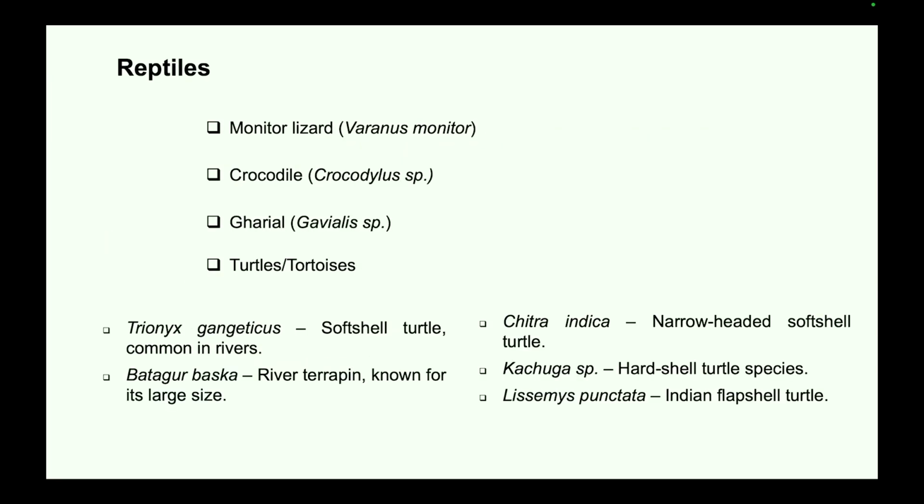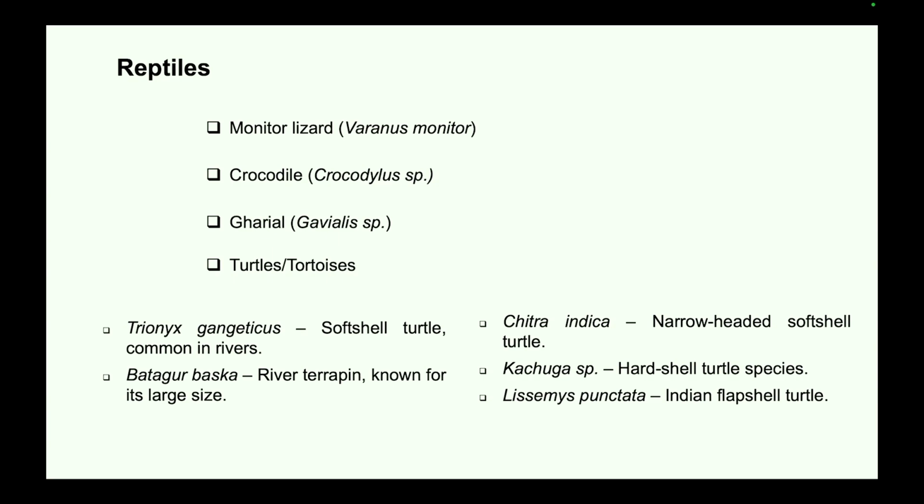In the reptiles category, it is monitor lizard, Varanus monitor, crocodile, Crocodylus species, gharial, Gavialis species, turtle and tortoise also found from the different Harappan sites. Trionyx gangeticus, soft-shell turtle, common in rivers. Batagur baska, river terrapin, known for its large size. There are so many categories of the turtles which have been reported from the different Harappan sites.